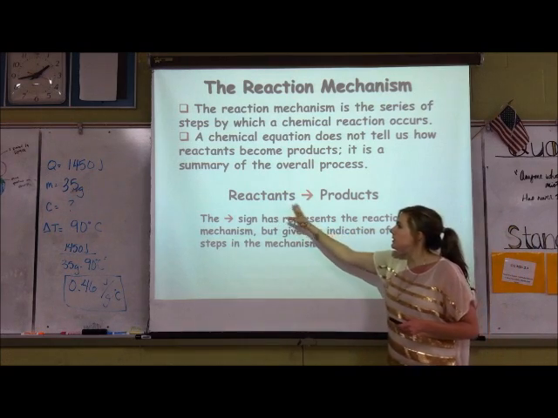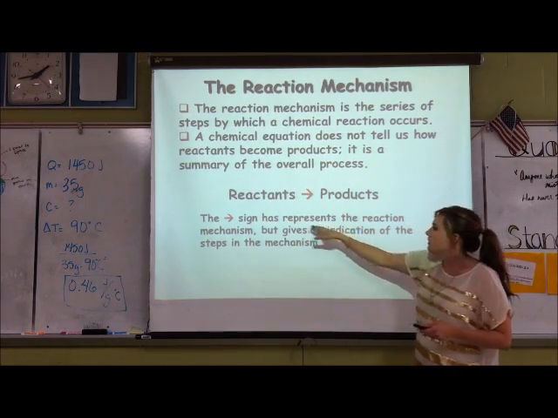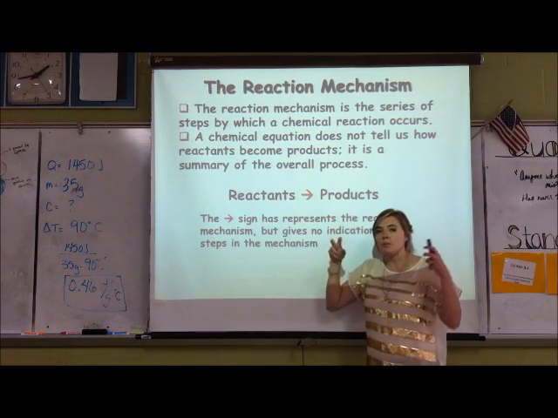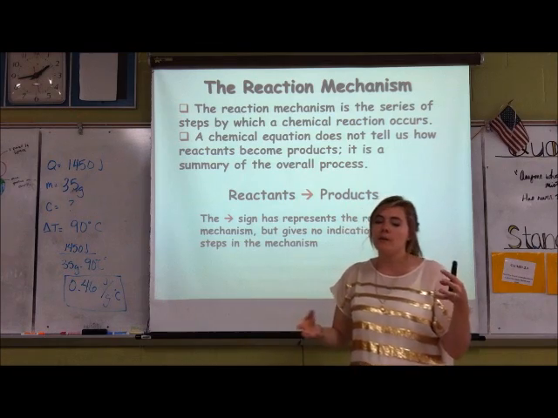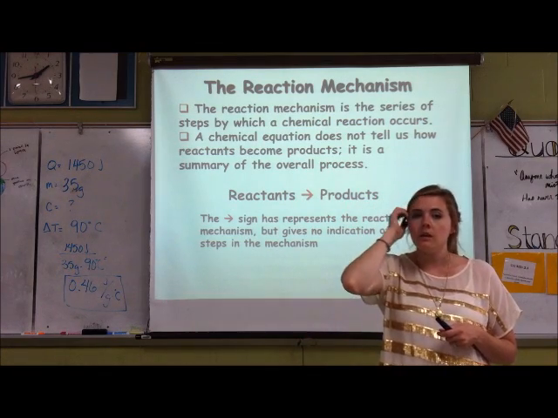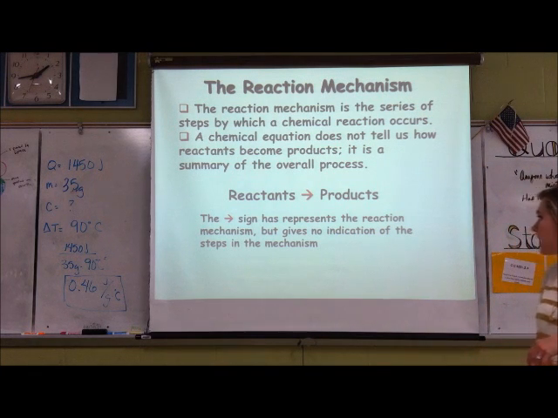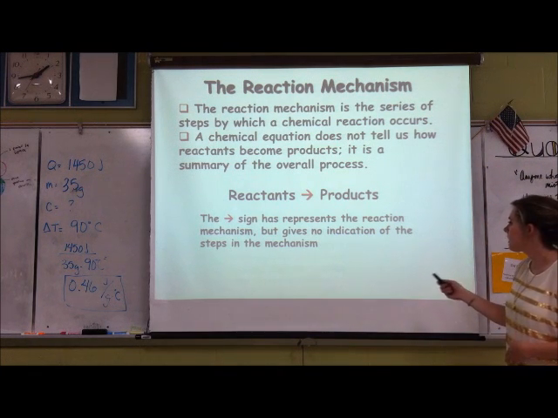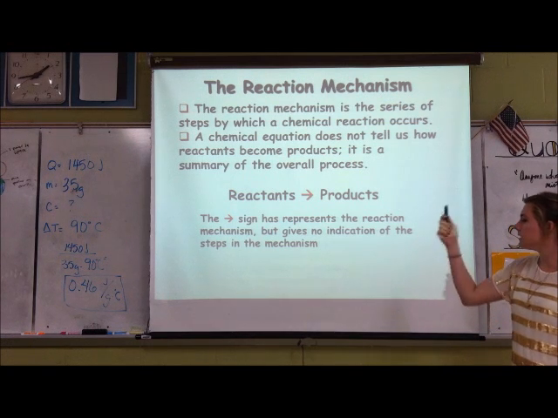And here you go. You've seen this before. We know what this yield sign means. That sign represents the reaction mechanism, even though we don't actually talk about what the reaction mechanism is. That's symbolizing the fact that we have to run through a series of steps. It does not tell us the steps.